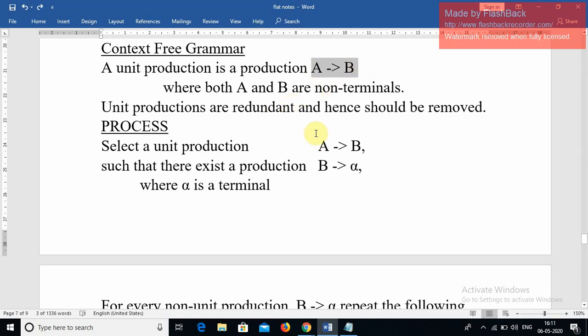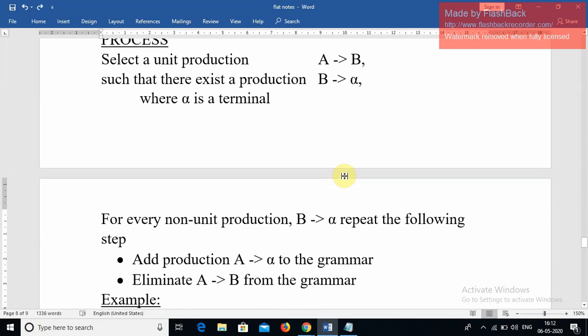So what we have to follow is, if you have a unit production A to B, and you have another production B to alpha, where alpha is a terminal symbol, then you can add A to alpha to the grammar, as well as eliminate A to B from the grammar.